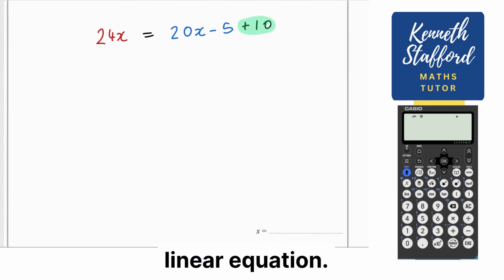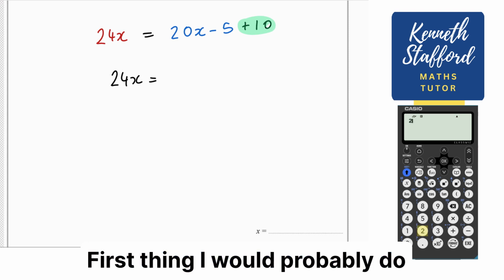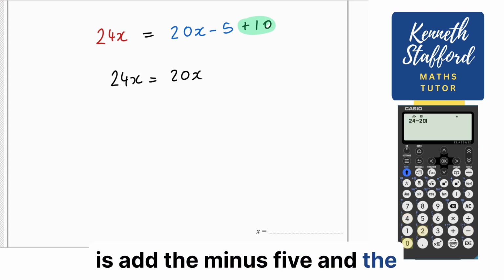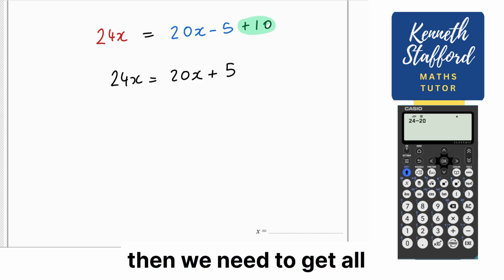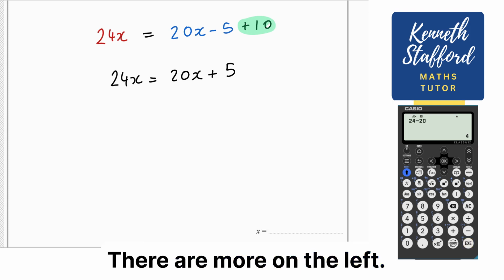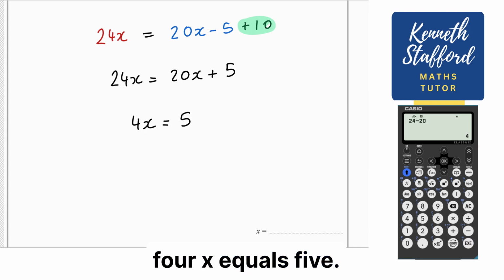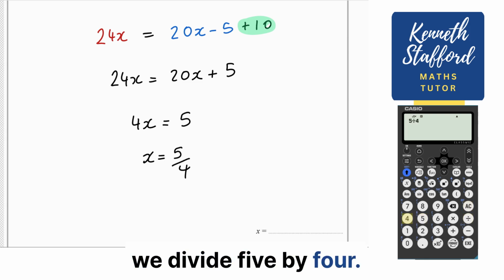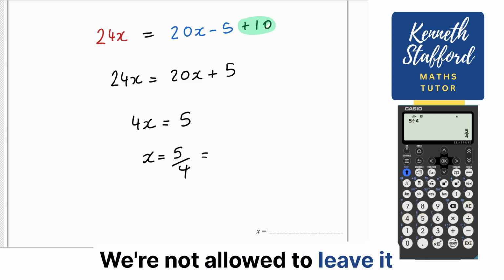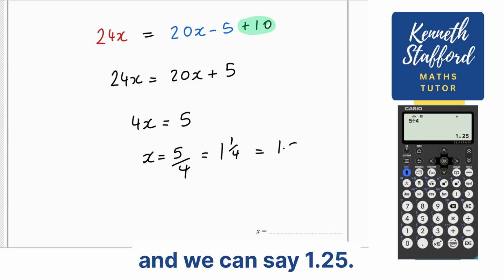So now we've got a linear equation. We're just going to solve this. First thing I would probably do is add the minus 5 and the 10 together to get plus 5. Then we need to get all the x's on one side. There are more on the left, so we're going to take away the 20x from both sides to get 4x equals 5. And then to find out what x is, we divide 5 by 4. We're not allowed to leave it like that because it's improper. So we can say 1 1/4 and we can say 1.25.